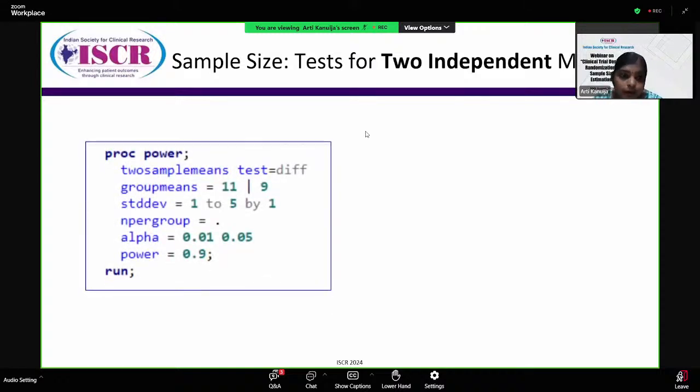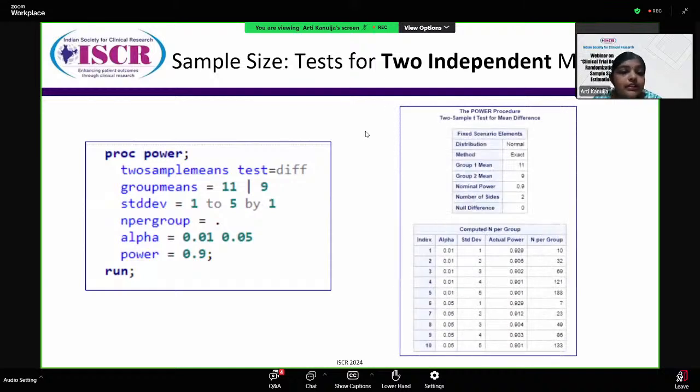The procedure is called PROC POWER. And since it is two independent means, directly you have the statement called twosamplemeans. You're doing the difference. The group means available to you are 11 and 9. The standard deviation has been incremented from 1 to 5 by 1. And they have asked what is the sample size, with alpha being 1% or 5%, and power 90%. But when you present it in the calculation, it will be 0.9.